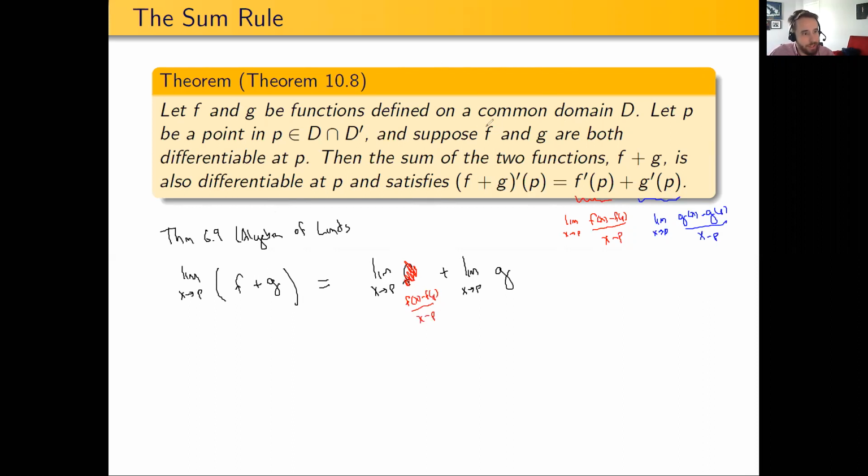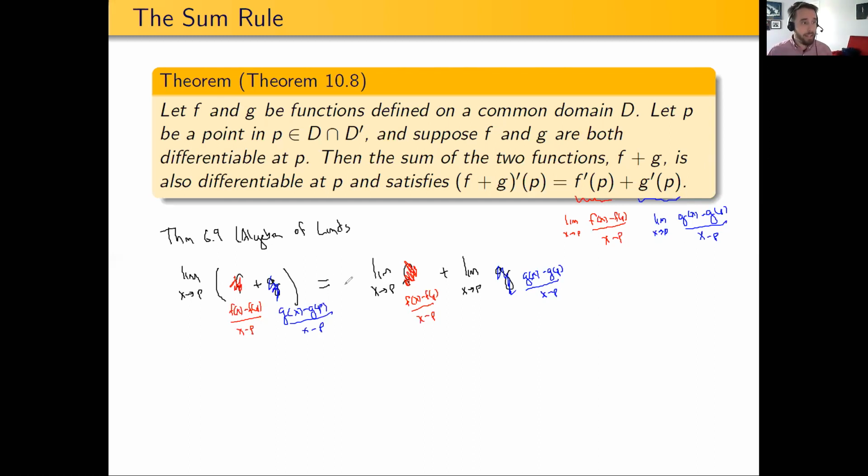Similarly, for g, I want to have g of x minus g of p over x minus p. And of course, that will also affect what we have over here. So this should be replaced with f of x minus f of p over x minus p. And then the g will again be g of x minus g of p over x minus p. Okay, so I think we have this all set up now the way that we want it to be.